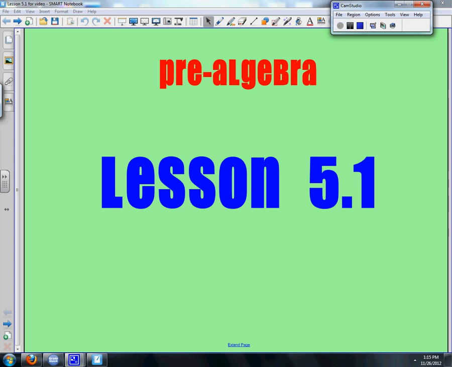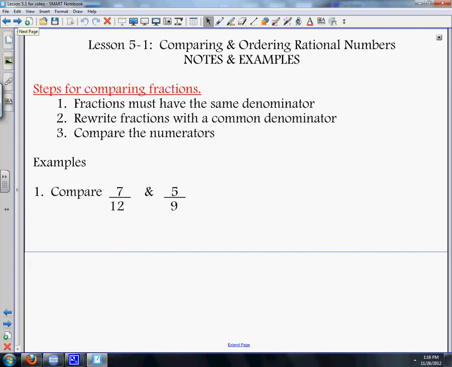Hey guys, this is lesson 5.1 for pre-algebra. So 5.1 is comparing and ordering rational numbers. So here are some notes. So, steps for comparing fractions.